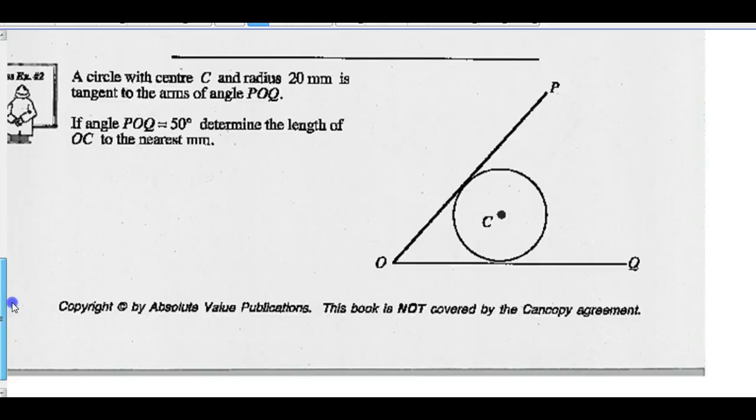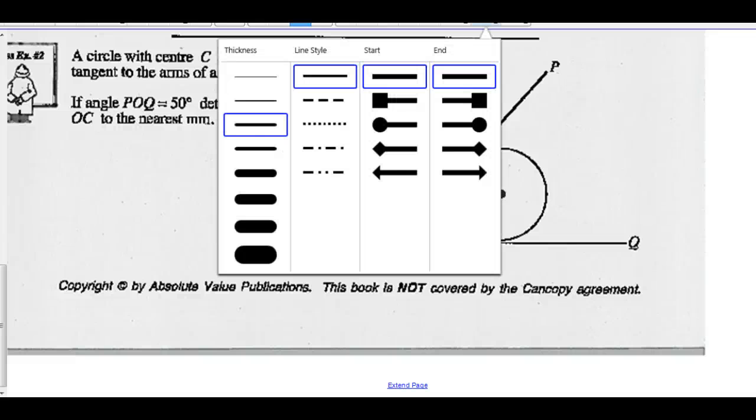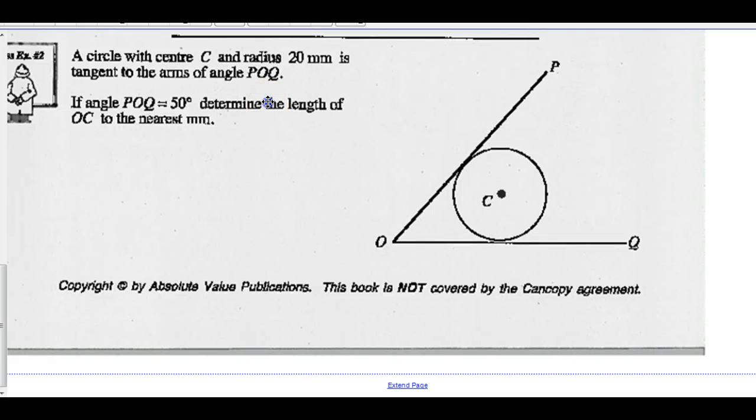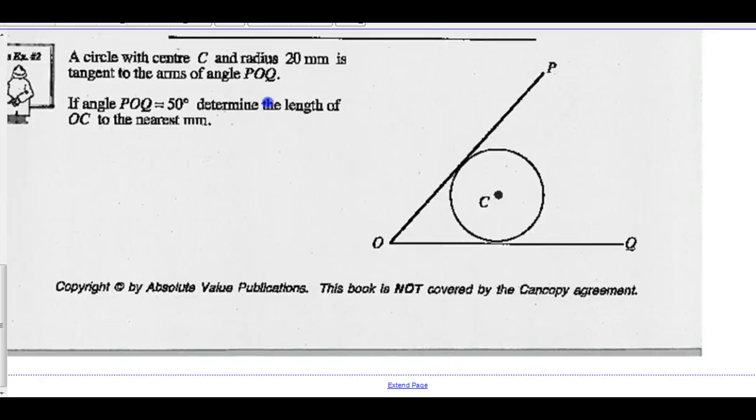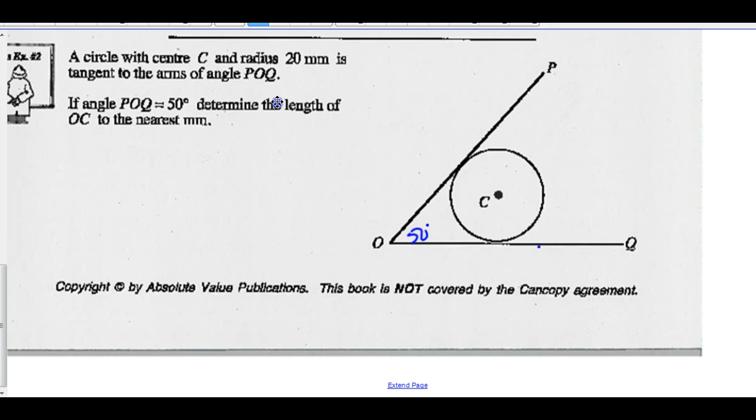Example 2. A circle with center C and radius 20 millimeters is tangent to the arms of angle POQ. If angle POQ is 50 degrees, this angle is 50 degrees right here. Determine the length of OC. So from O to the center of the circle, find that length.